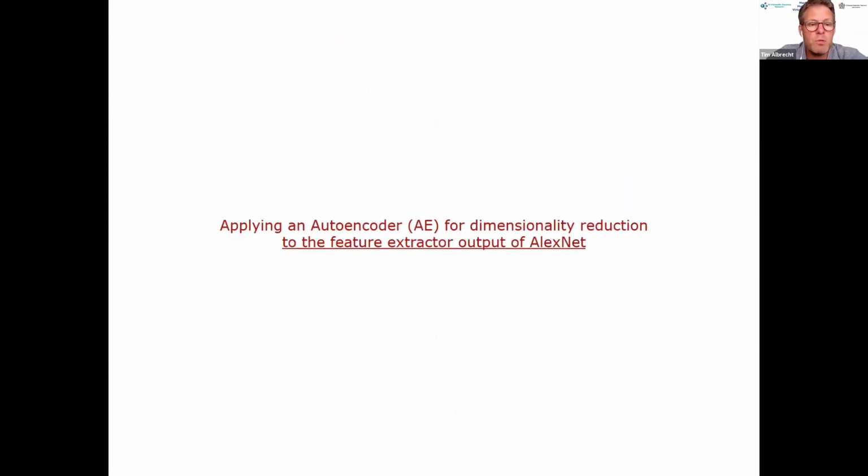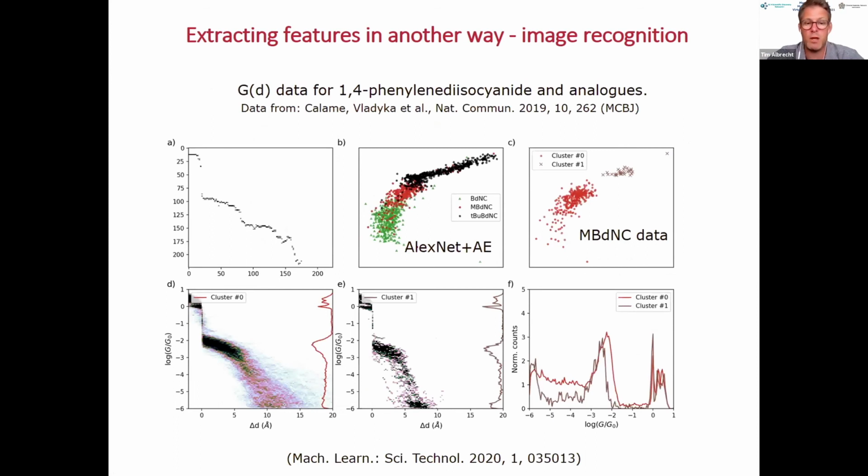Now let's see what happens when we use an autoencoder for dimensionality reduction, but bolted onto the feature extractor output of AlexNet. Now, at first, it looks very similar, right? So you can see here, now helpfully color-coded in a different way, black, red, and green are BDNC, MBDNC, and tert-butyl BDNC. There's not great separation between these molecules, at least some overlap here and here.